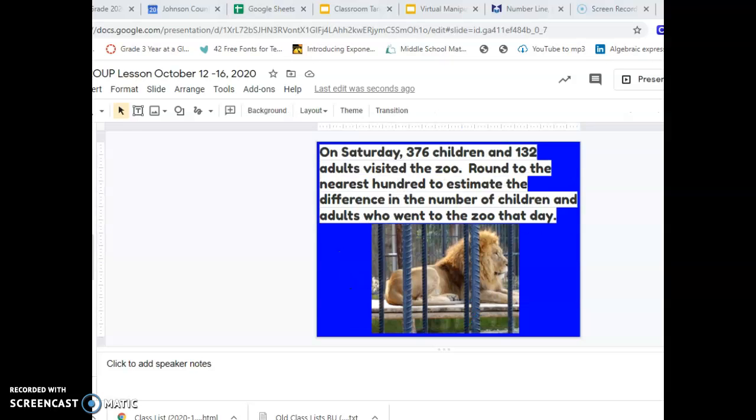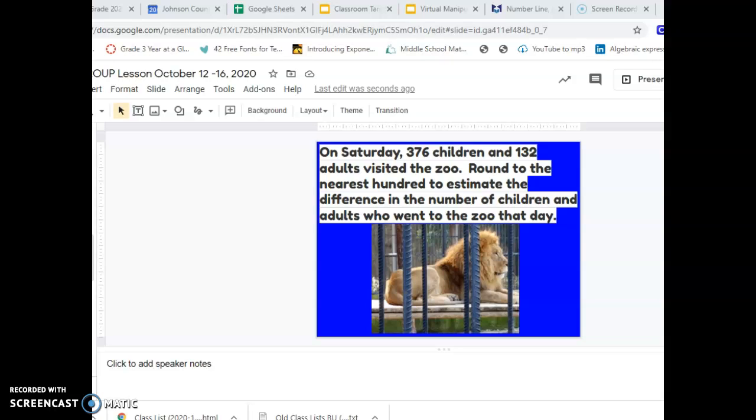Our next problem here is about a zoo, and we're talking about how many children and how many adults visited the zoo. So on Saturday, 376 children and 132 adults visited the zoo. This problem is actually specifying the place value it wants us to round to. So it's asking us to round to the nearest hundred to estimate the difference in the number of children and adults who went to the zoo that day.